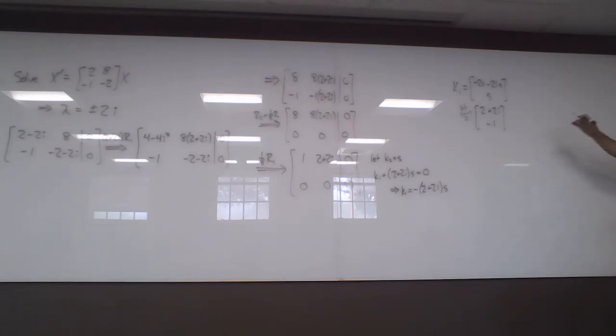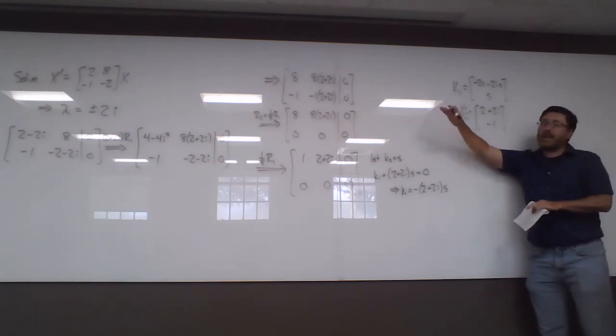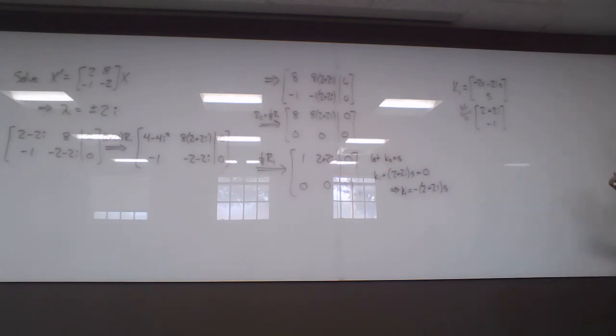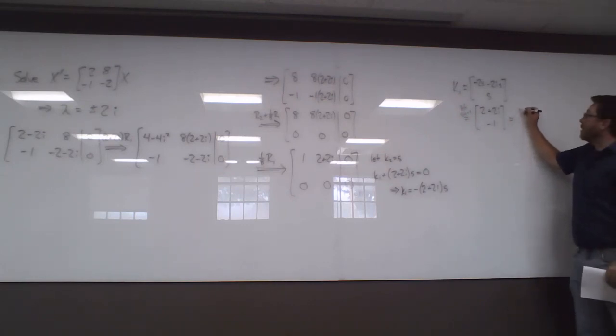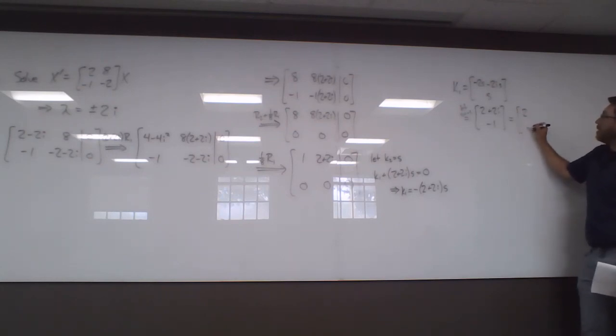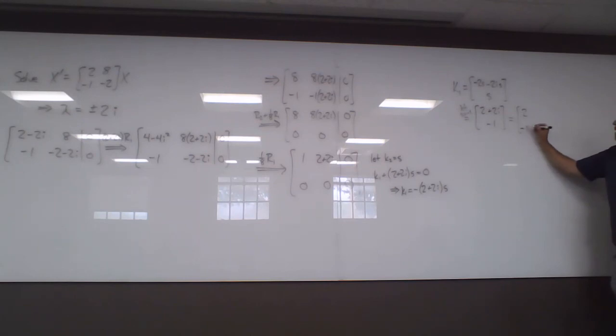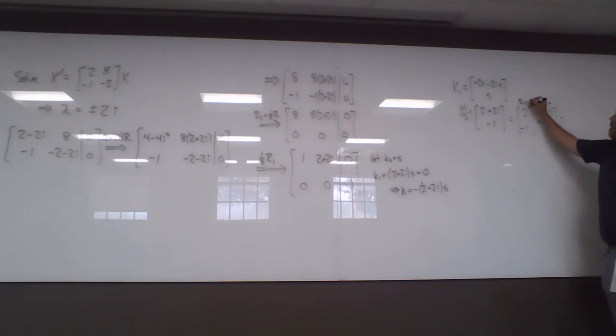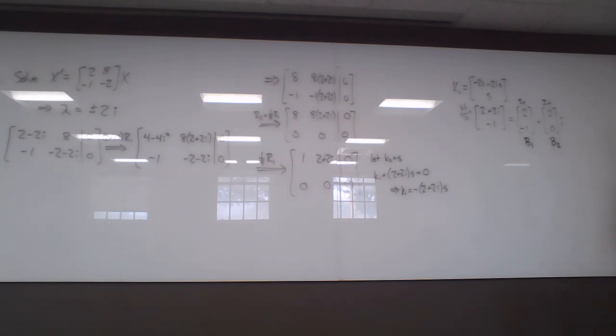So the only other thing I have to worry about with this, remember this is the eigenvector k1. I need that b1 and b2, the associated real part and imaginary part. So I'm just going to split this up into the real part, so 2 and negative 1, and then plus the imaginary part, which will be 2, 0 times i. So that makes this one B1 and that one B2. And then it's just plugging in, make sure to remember which one goes where, all that kind of stuff.